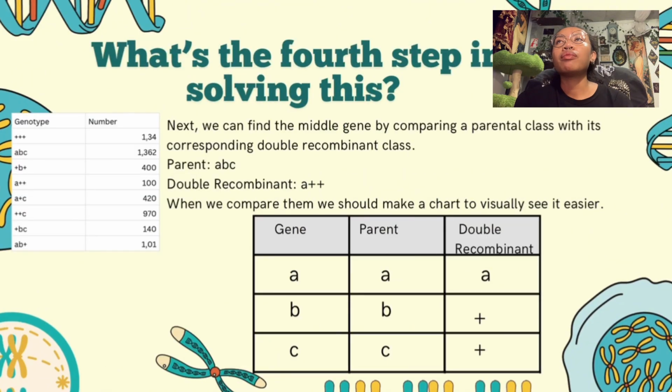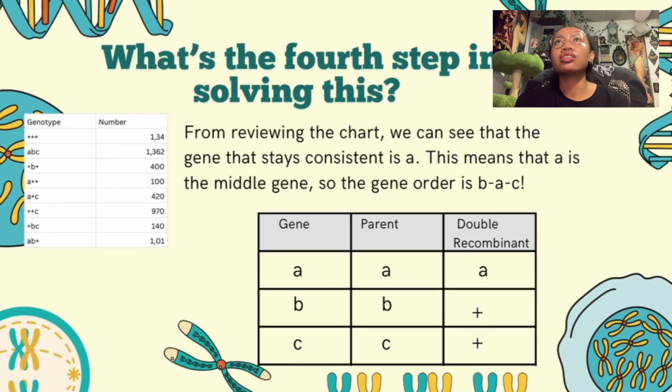Now we need to find the middle gene by comparing a parental class with its corresponding double recombinant class. So for this example, we can use parent ABC and double recombinant A++. When we compare them, we should make a chart to visually see it easier, and I provided that chart on the bottom. From reviewing the chart, we can see that the genes stay consistent in A. This means that A is the middle gene, and so the gene order is going to be BAC.